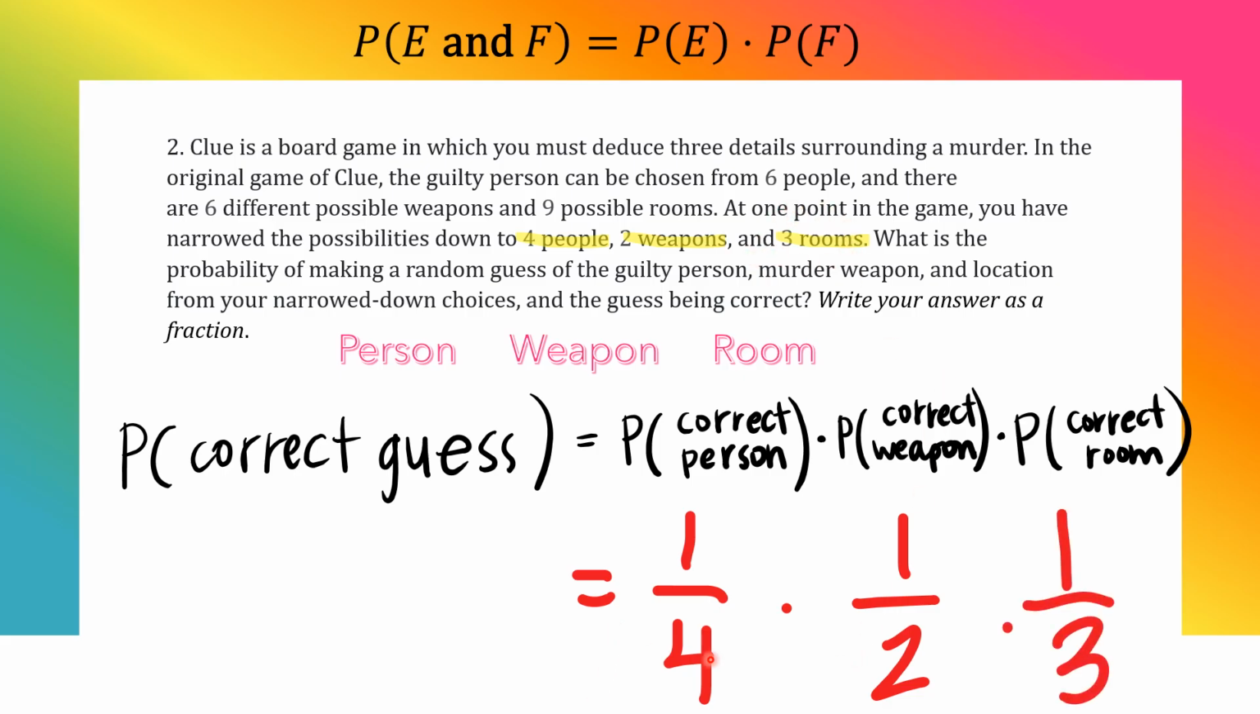All right, so these are easy. Multiplying fractions is a lot easier than adding and subtracting fractions. You just multiply the tops and multiply the bottoms. So 1 times 1 times 1 is 1. And then 4 times 2 times 3, that would be 8 times 3 is 24. So that's going to be 1 over 24.